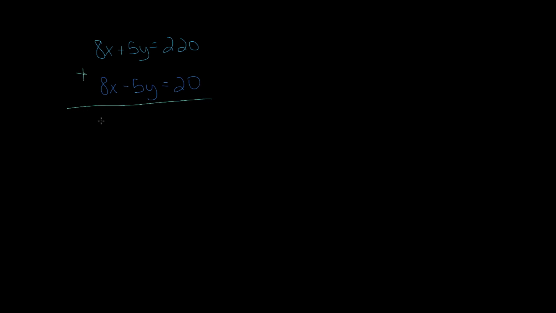So 8x plus 8x is equal to 16x. And then 5y minus 5y cancels each other out. And that leaves us with 16x is equal to 220 plus 20, which is 240. So 16x is equal to 240. And so we're going to divide by 16 on both sides. And we're going to get x is equal to 15. And so that's going to be our x-coordinate for the solution.